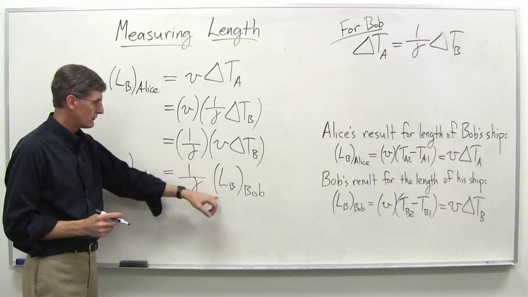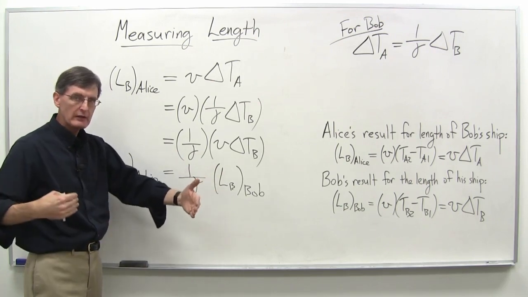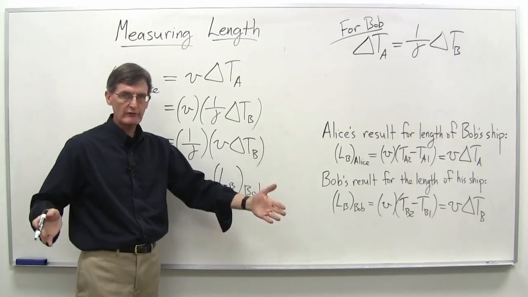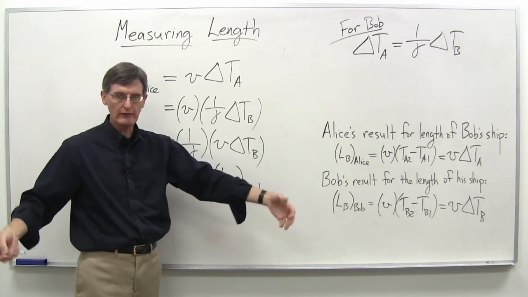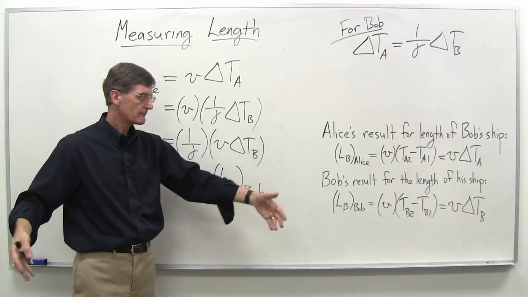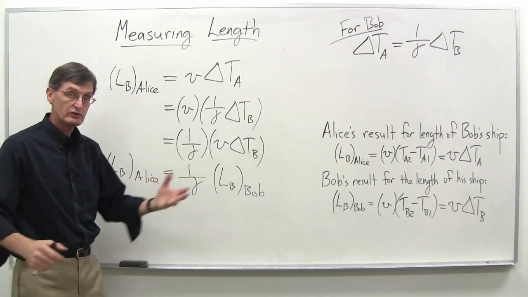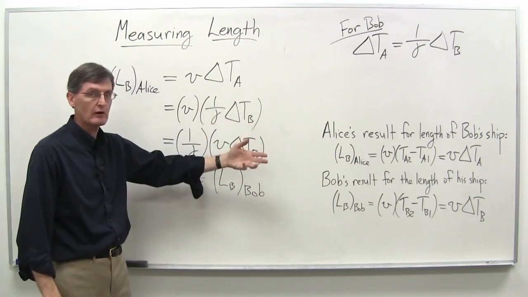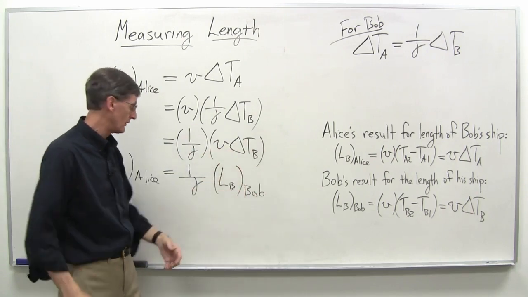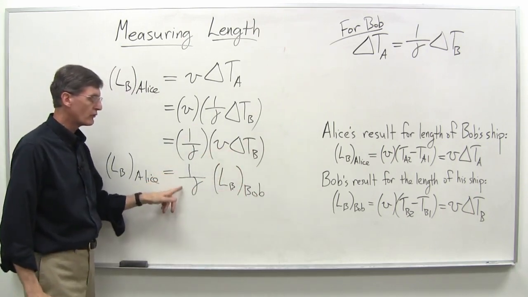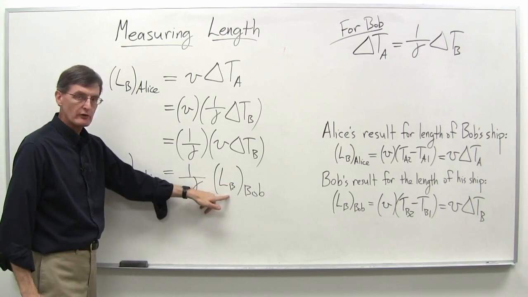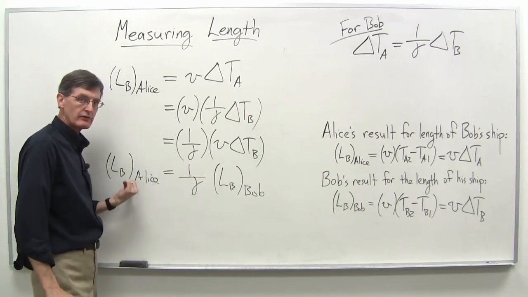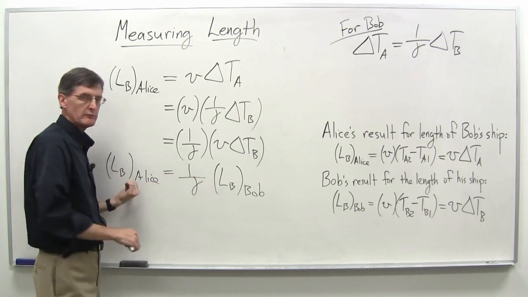Bob gets a certain length LB for his ship, and as far as he's concerned, he's at rest. So he can just lay out his ruler there and measure it if he has to. Alice, though, as she sees Bob's ship flying by and tries to do the measurement with her clock and her knowledge of Bob's velocity, gets a result that's 1 over gamma Bob's result. Now remember, gamma is greater than 1 here, so her length is going to be less than Bob's length.